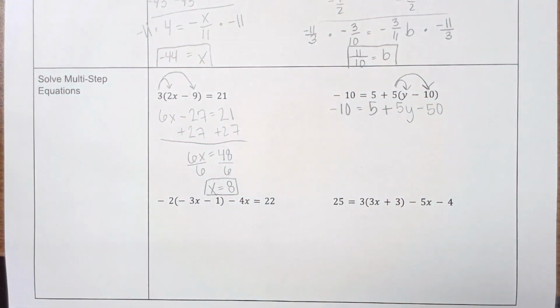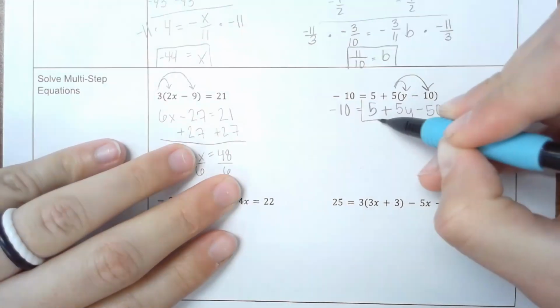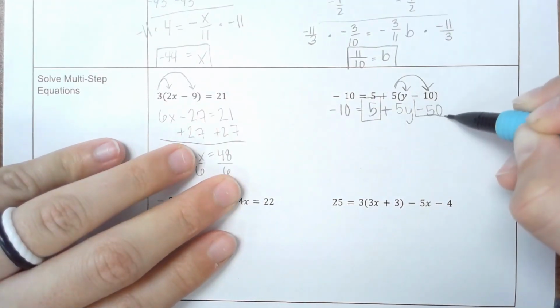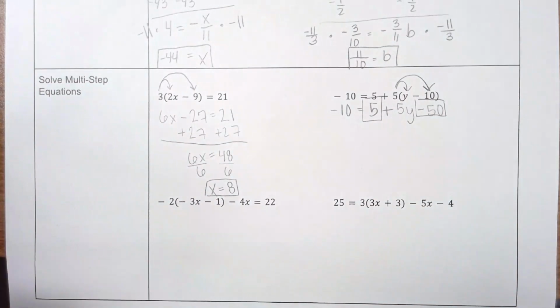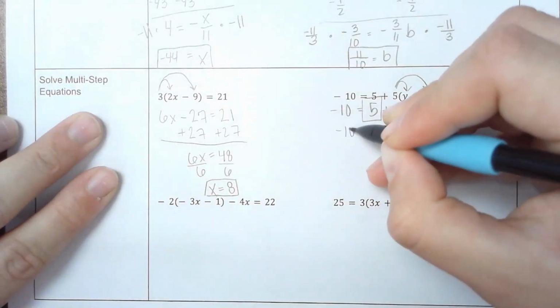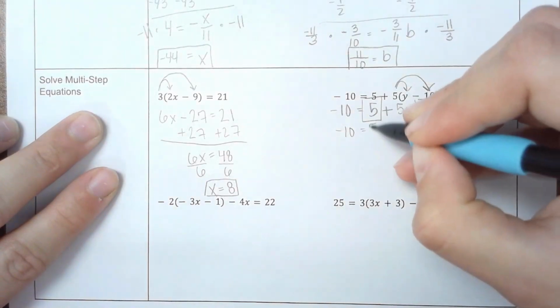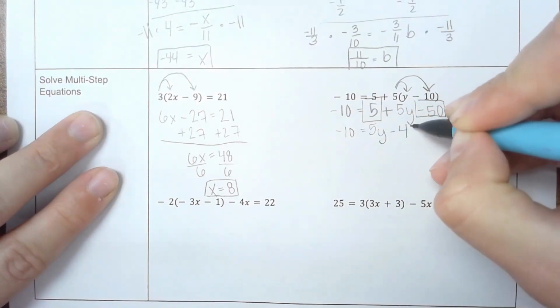Now notice how this still is not simplified because I have two constants that I can combine together. I have a 5 and a negative 50. So if I were to combine those together, 5 and a negative 50 would give me a negative 45.